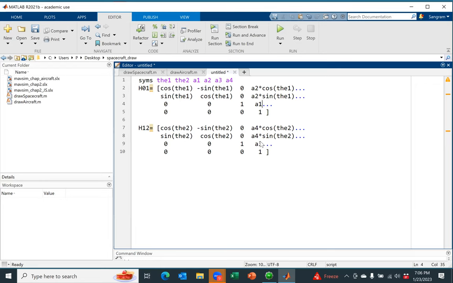So this is my 0H1 matrix. This is my 1H2 matrix. And the last part is H03, which is equal to H01 multiplied by H12.